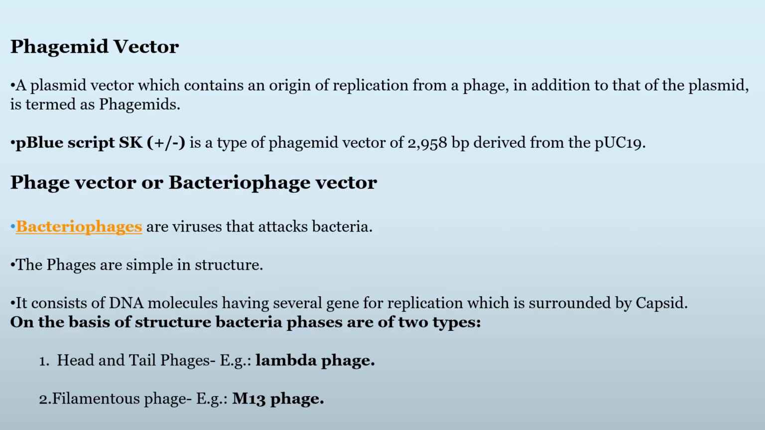Phagemid vector. A plasmid vector which contains an origin of replication from a phage, in addition to that of a plasmid, is known as a phagemid. pBluescript SK is a type of phagemid vector of 2958 bp derived from pUC19.